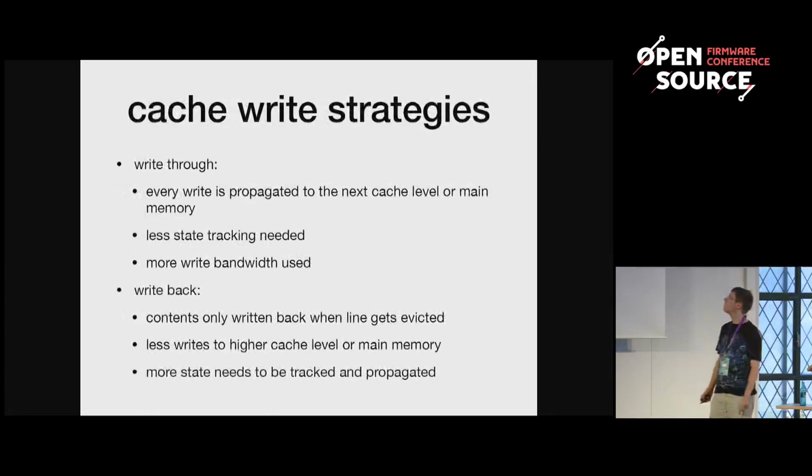And also you have different write strategies. Either you can write through. Basically, when the processor writes, the write will be propagated from one cache level to another and then to the main memory. Good thing there is that you need less state tracking, but bad thing is that you need much more write bandwidth.